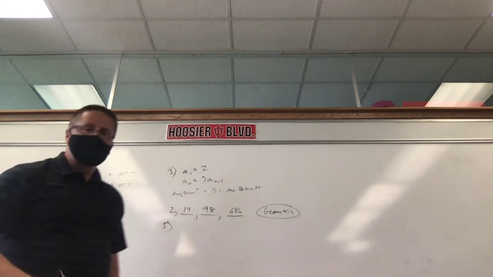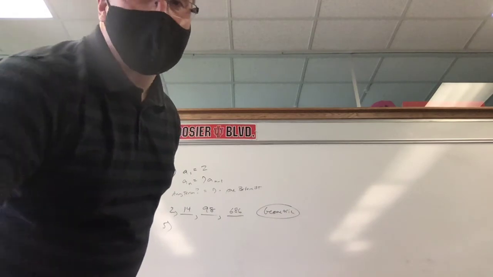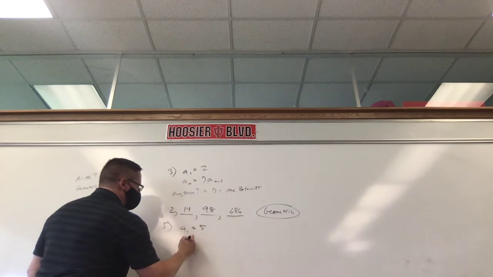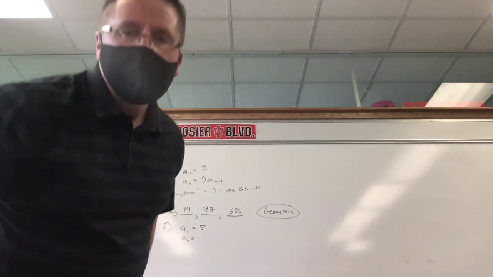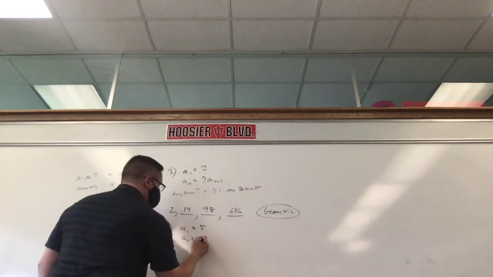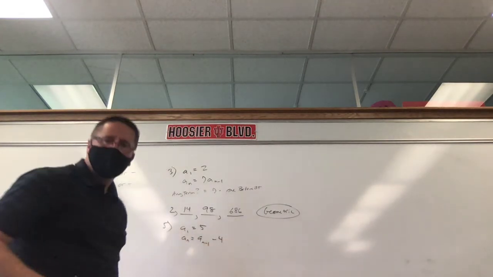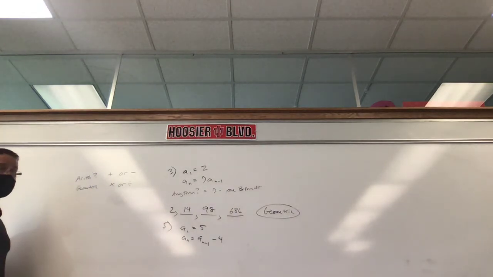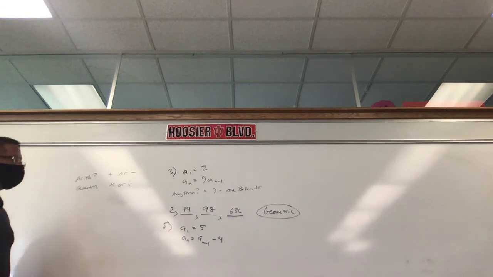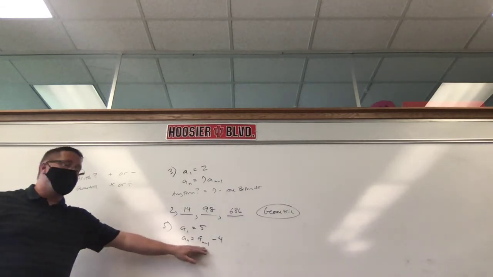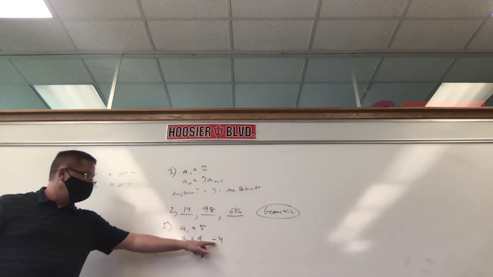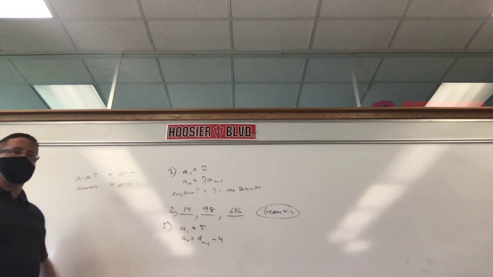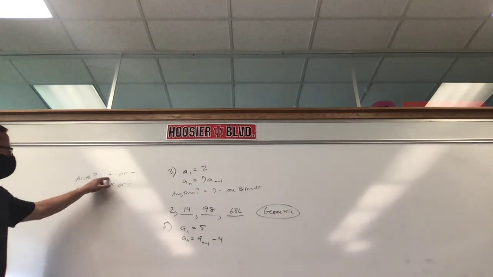Let's look at number 5. Same question. A sub 1 is 5, and A sub n equals A sub n minus 1 minus 4. Okay, so we're actually going to do it the long way, but some of you might already know the answer. What we're saying is to find any term, take the 1 before it, and do what with it? It doesn't say multiply this time. Minus 4. So what do you think it's going to be? Arithmetic or geometric? Arithmetic. Why? Arithmetic, you're always adding or subtracting.